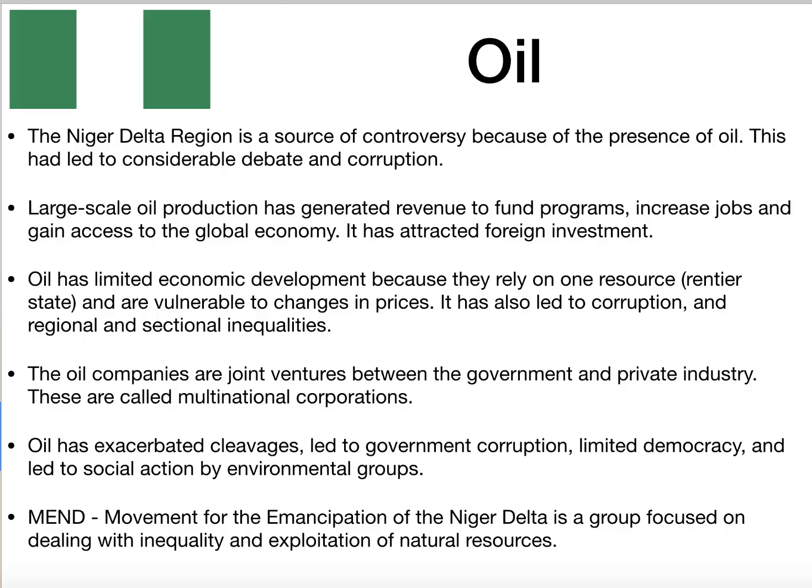But it's dangerous because if they only rely on oil, they should be concerned about whether or not fluctuations in the market are going to lead to even further economic problems in the country. It's a joint venture between the government and private industry. They call this multinational corporations. And then there's a group called MEND, the Movement for the Emancipation of the Niger Delta, which is trying to deal with the income inequality and the exploitation of the natural resources.